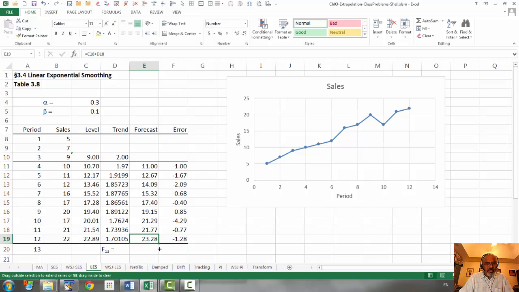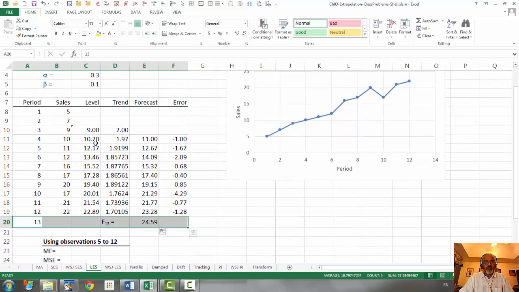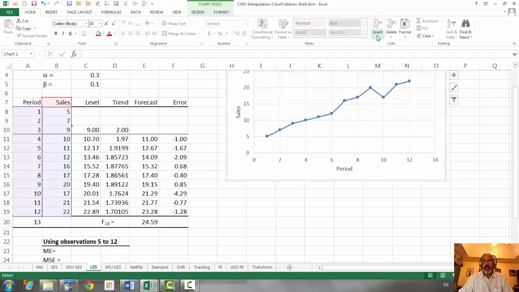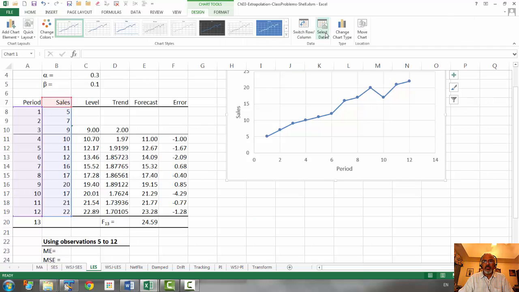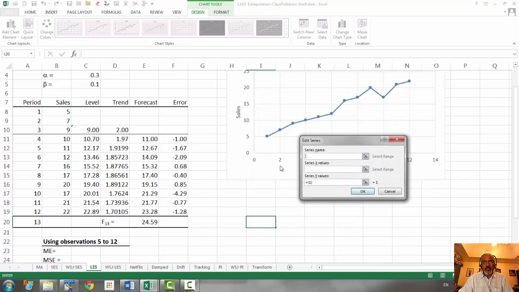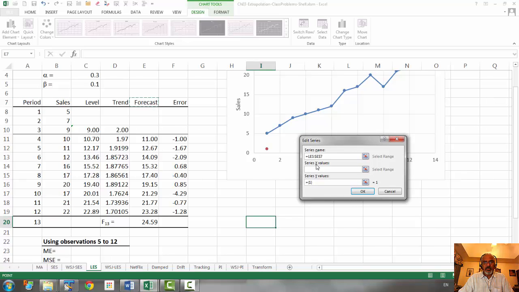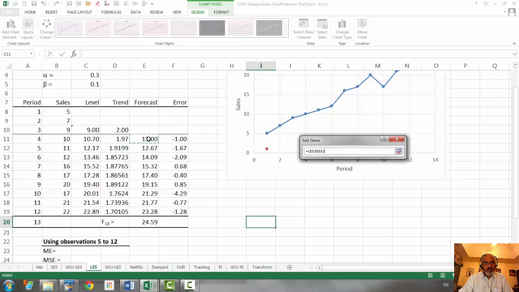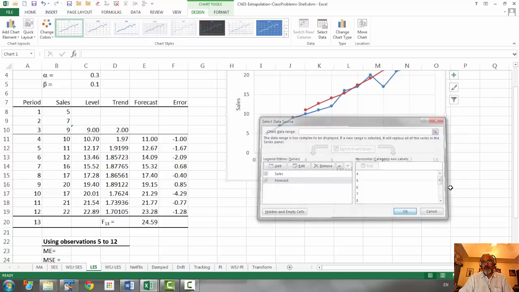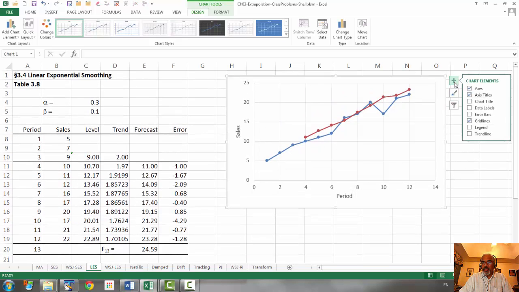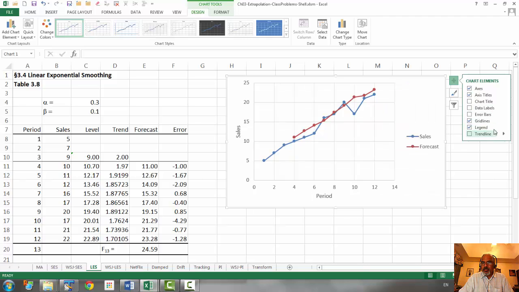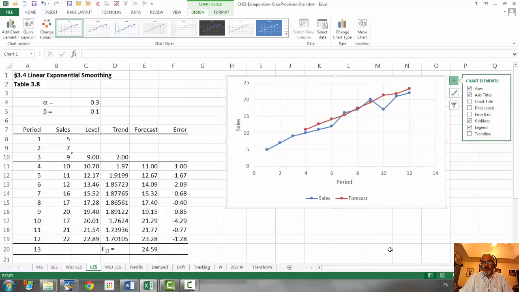Now we copy the forecast one step forward, and that gives us the forecast for time period 13. Now we can add the forecasts into the graph and see how that looks. So select the graph, go to design, select data, and you add a series named forecast. Y values are the forecasts and the corresponding X values are 4 through 12. Now we can add a legend, and let's put the legend at the bottom. Okay, so there you go.